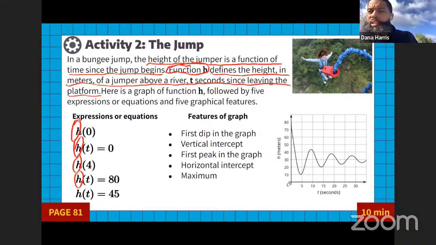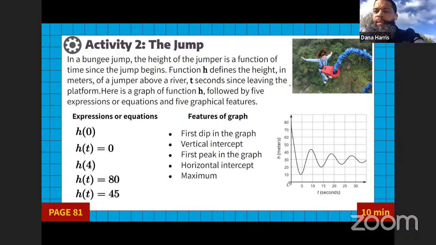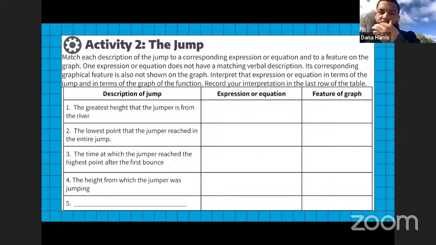So here's a graph of function h followed by 5 expressions or equations and 5 graphical features. As you can see, there's a table, which I'll show you next. There's a table here that talks about different pieces of this graph. And we want to match the different expressions or equations with the features of the graph. Notice that these expressions and equations are written in function notation, okay? So let's get right into the table that they have on the next sheet, okay?